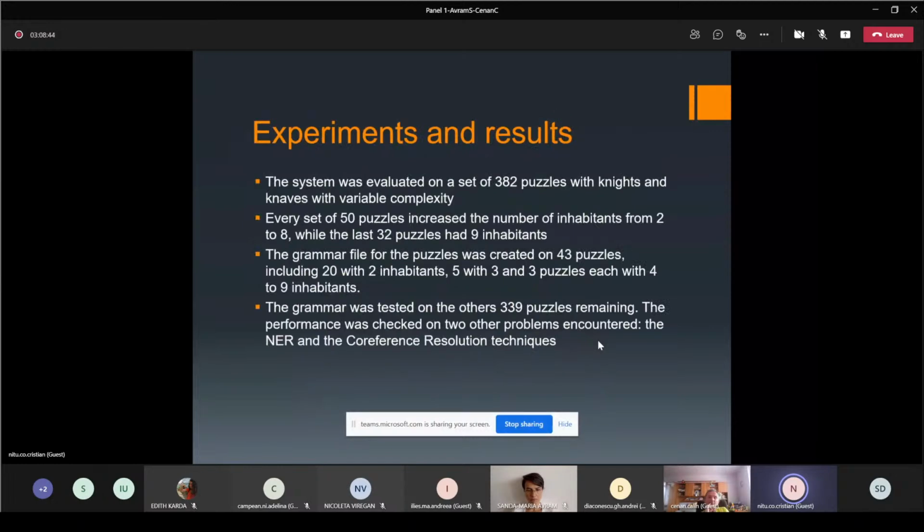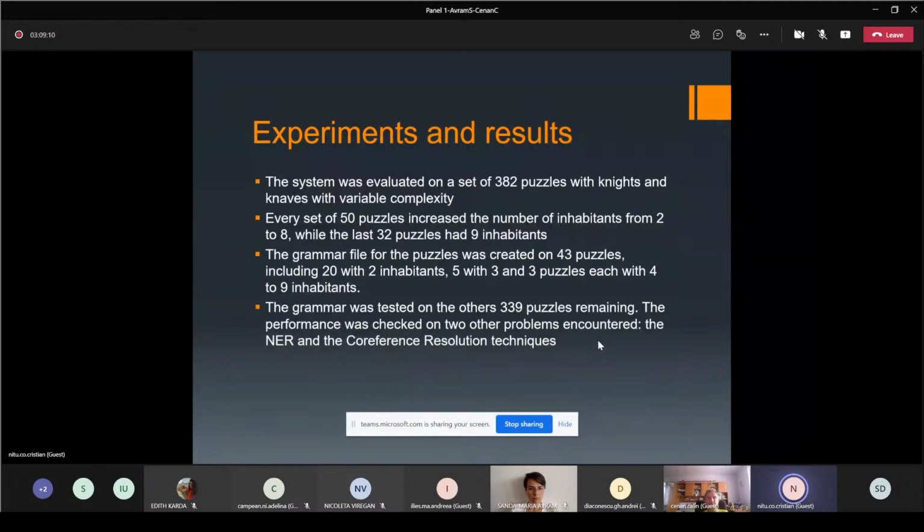Experiments and results. The system was evaluated on a set of 382 puzzles with knights and knaves with variable complexity. Every set of 50 puzzles increased the number of inhabitants from 2 to 8, while the last 32 puzzles were the most complex ones with 9 inhabitants. The grammar file for the puzzles was created on 43 puzzles with different numbers of inhabitants and was tested on the other 339 remaining puzzles.